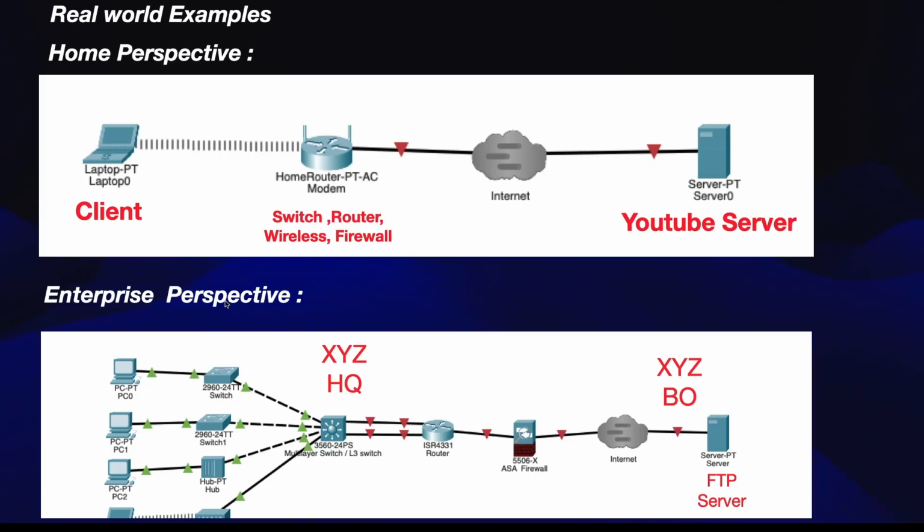From the enterprise perspective, PC1 from the XYZ organization is trying to access a file from the FTP server present in the XYZ branch office. We will concentrate on this part, the enterprise perspective, because we will be working on these devices such as switches, layer 3 switches, routers, firewalls, and servers in the upcoming series. So, speaking about it, each and every networking device has many jargons to understand.